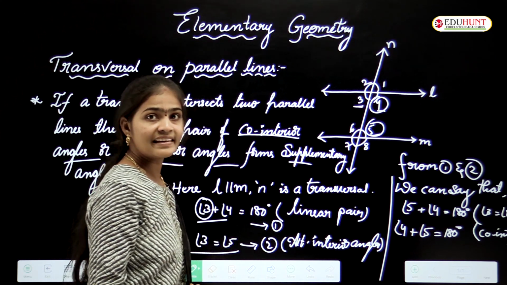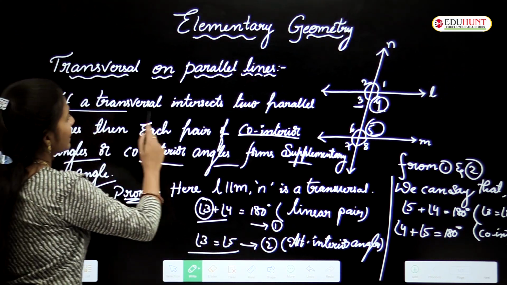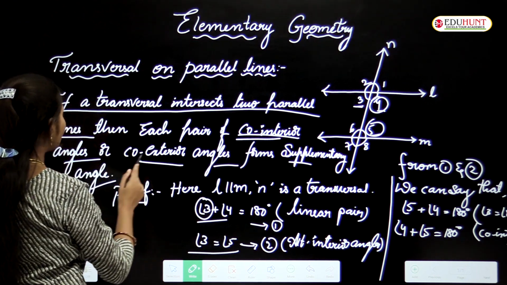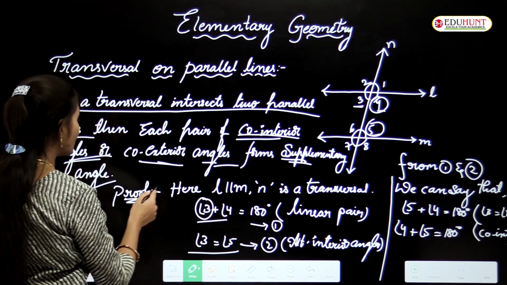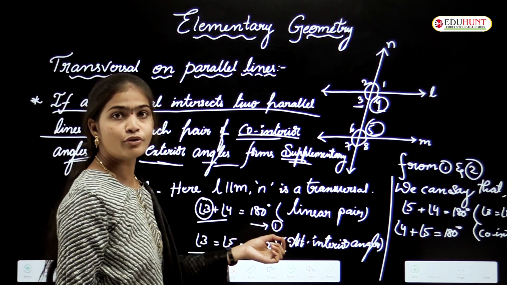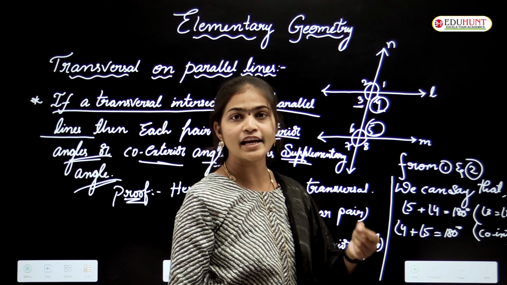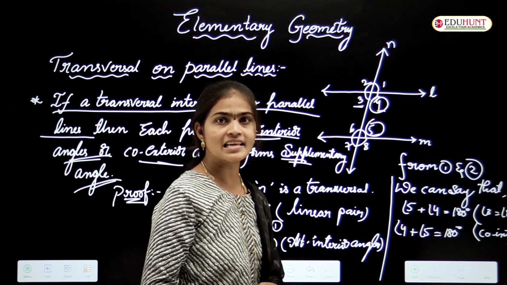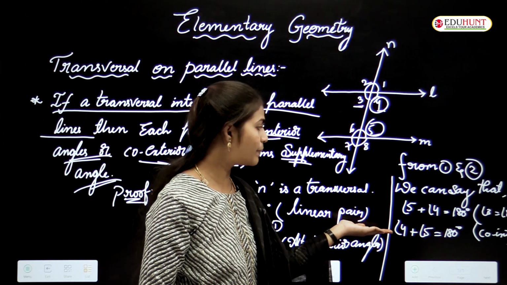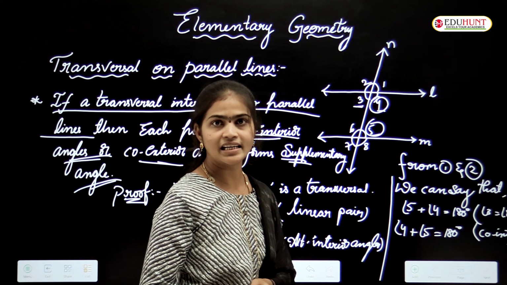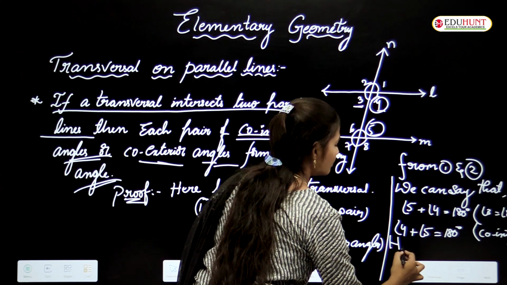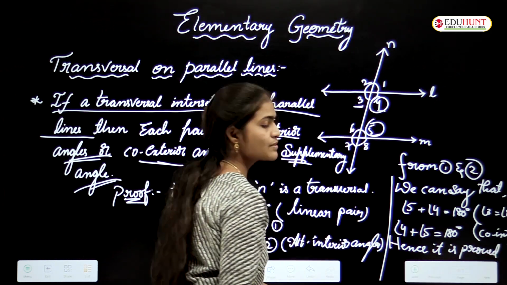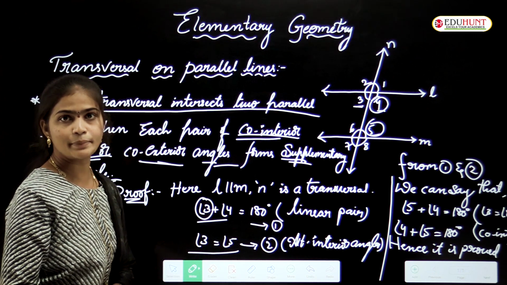According to the theorem statement, if a transversal intersects two parallel lines, then each pair of co-interior angles or co-exterior angles is supplementary. So angle 4 plus angle 5, one pair of co-interior angles, has its sum equal to 180 degrees. Hence it is proved. Like this we can prove the remaining pairs also.